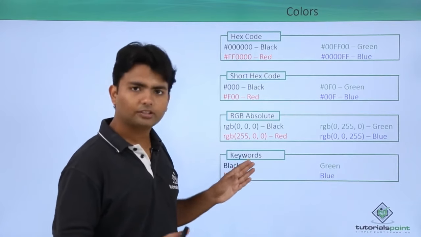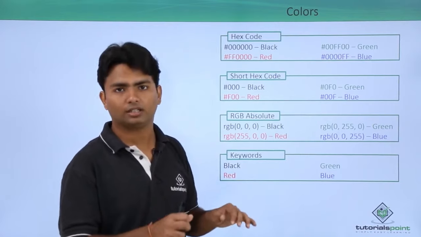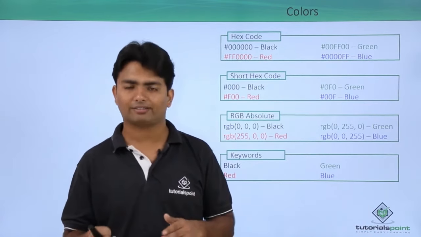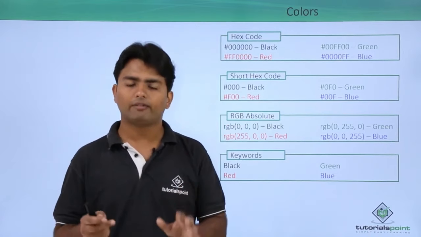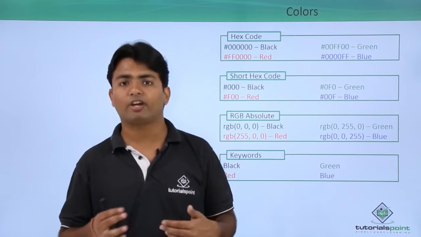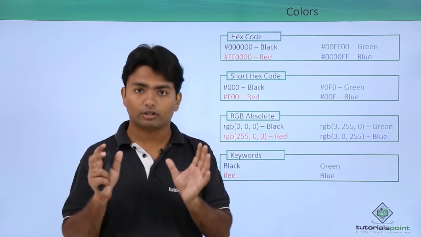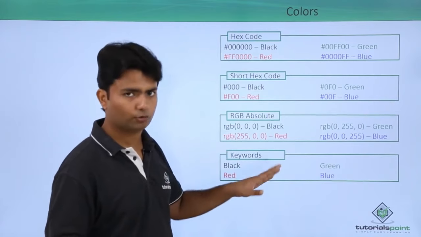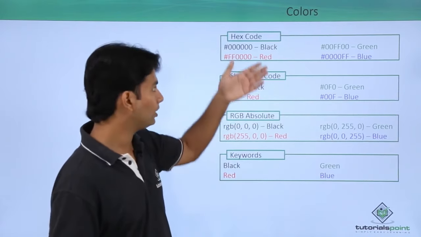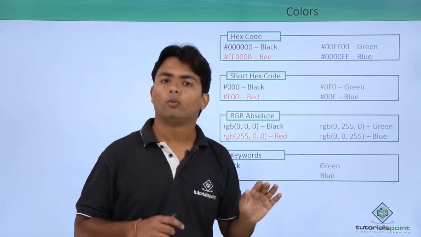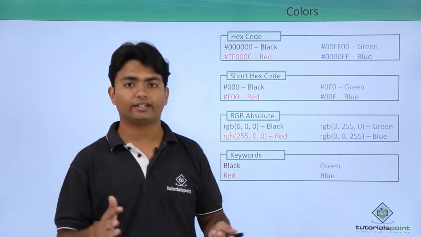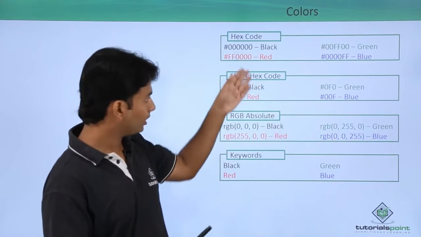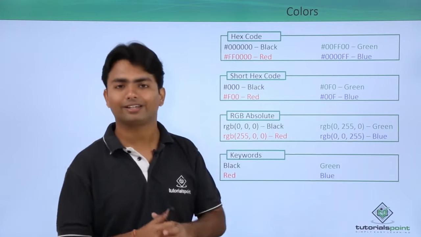Keywords. Keywords means you can write the name of the color. That's the simplest way, but it will restrict some of the color variants. Like for example, if you write red, it will give you absolute red, not any other variant which is somehow equal to red. Alright, so this is the keywords. If you want to make some more color combinations, you can use these things. So whenever you want to give the color to the text or to a particular background, you can write one of these ways of passing the color.